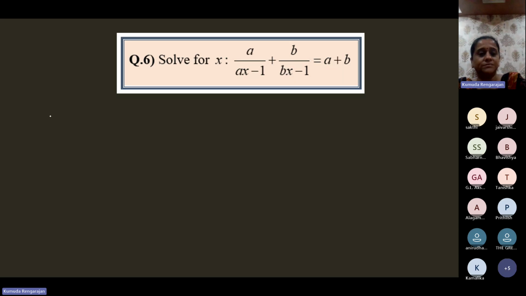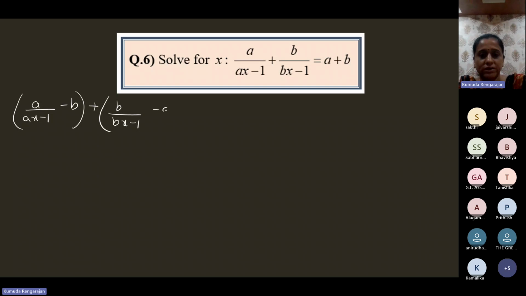Similarly, in this one, a by ax minus 1, there's already a here. So group this with b plus b by bx minus 1. There's already b here, so minus a is equal to 0. A plus b from the right hand side, bring them to the left hand side. So they come as minus a and minus b. Now this one has a, right? So for this you use minus b. And this one has b. So for this you use minus a.